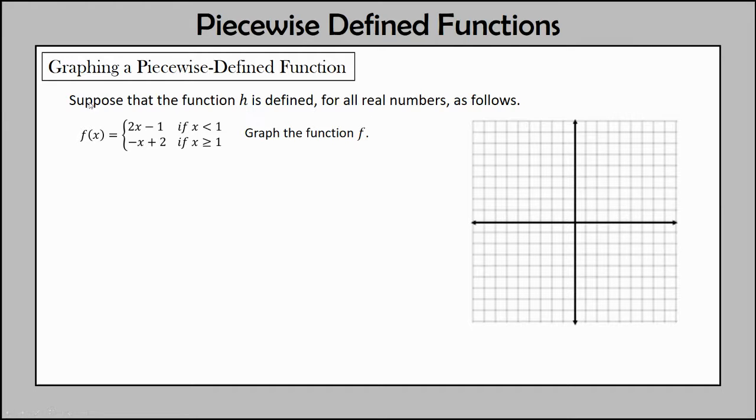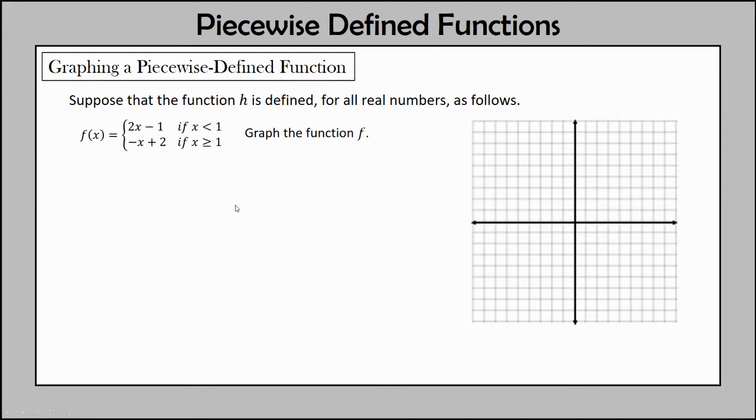So now you're going to see that we have this function, which we'll just call f of x, even though I have an h here. So f of x is equal to, and there's two different rules. All right, 2x minus 1 if x is less than 1, and negative x plus 2 if x is greater than or equal to 1. So our x-axis is only being broken into two different pieces. One graph is going to go for all values less than 1, and then the second graph is going to pick up at 1 and be for all values greater than 1 on the x-axis.